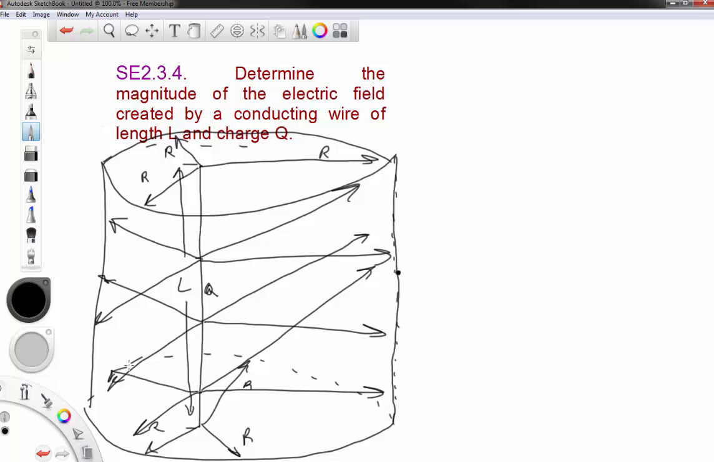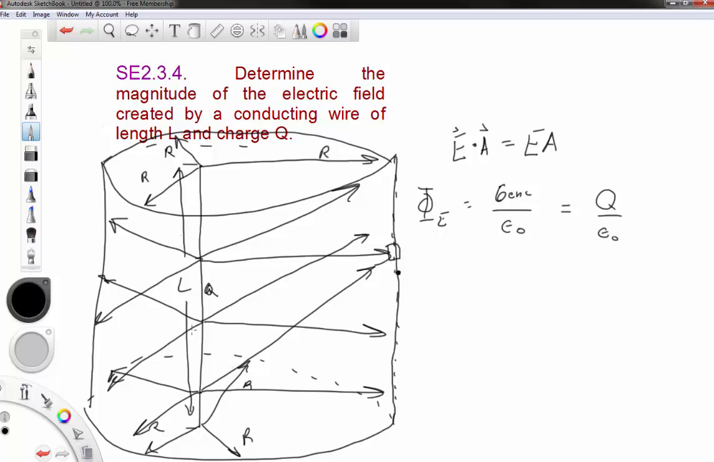So in other words, no matter where you are in this cylinder, the electric field is locally going to be perpendicular to the lateral face of the cylinder. So E dot A just ends up being E times A. So Gauss's law says that the flux should be the enclosed charge divided by epsilon naught. So the enclosed charge in this case is whatever Q is.